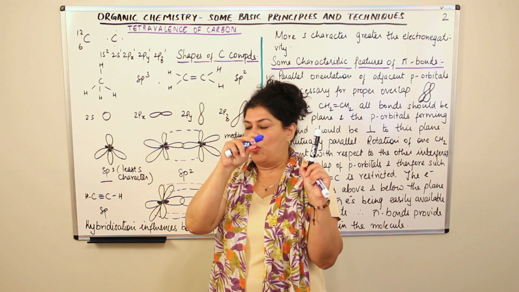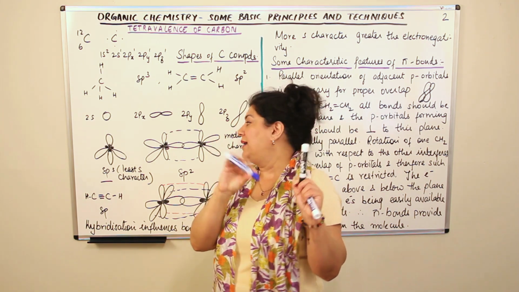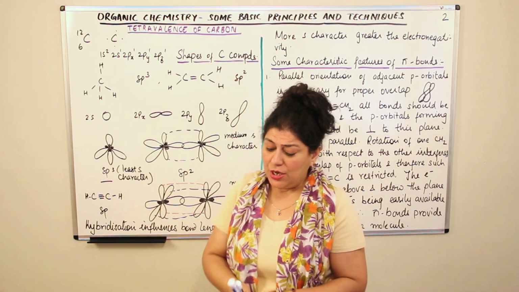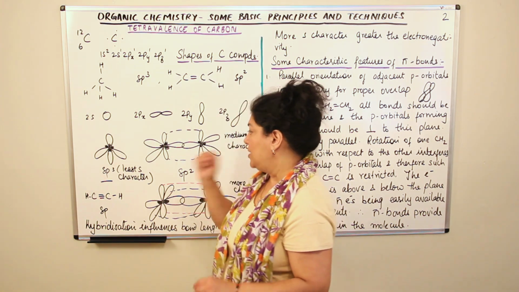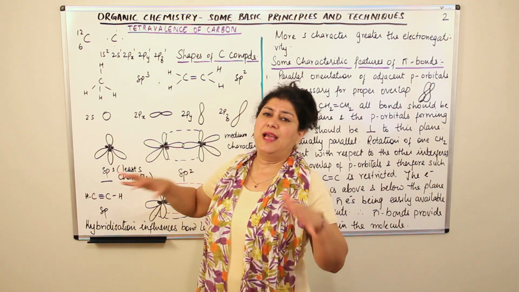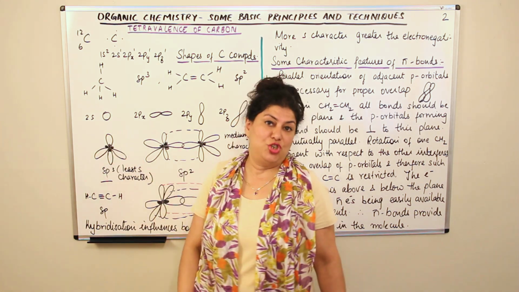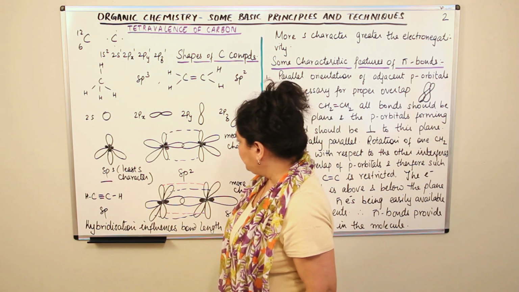The smaller lobe is the S character. Due to the S character you have one smaller lobe, and due to the P character you have one large lobe. And you get the tetrahedral shape, and that's the shape of an sp3 hybrid. Any compound that has an sp3 hybridized carbon would have this shape, the tetrahedral shape around the carbon atom.